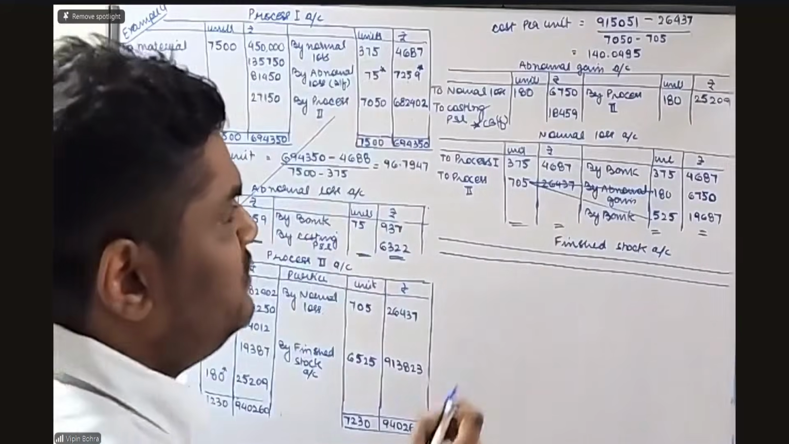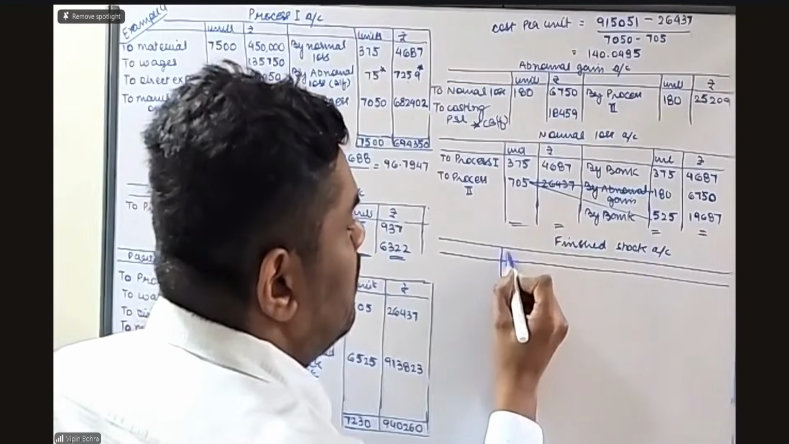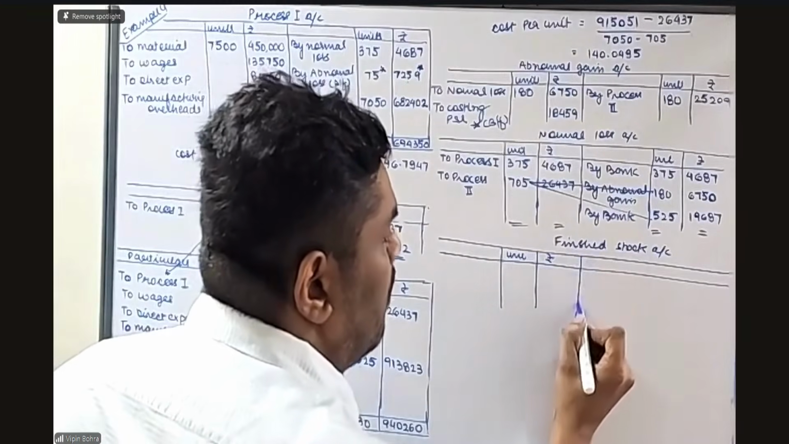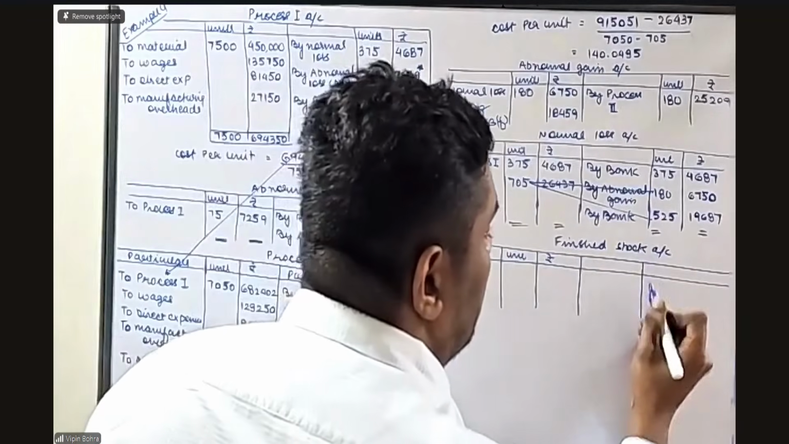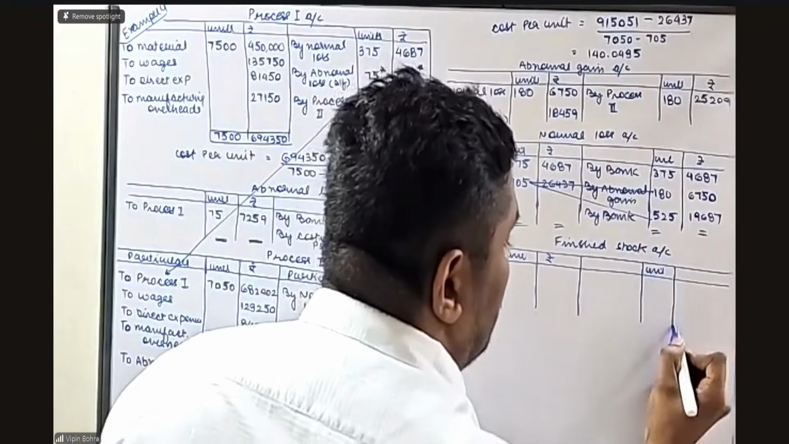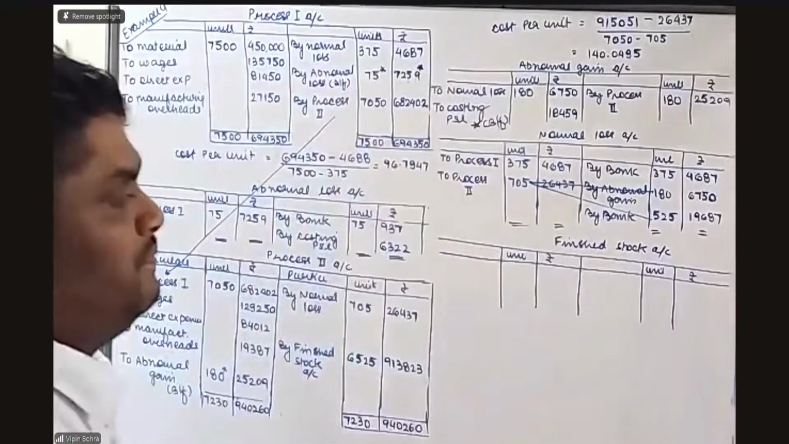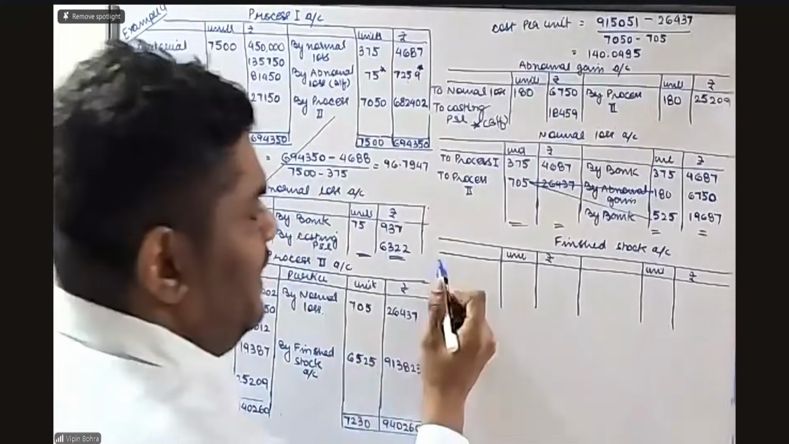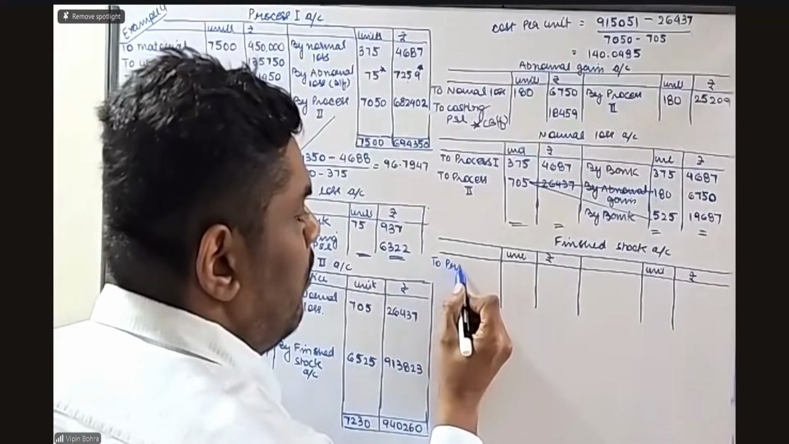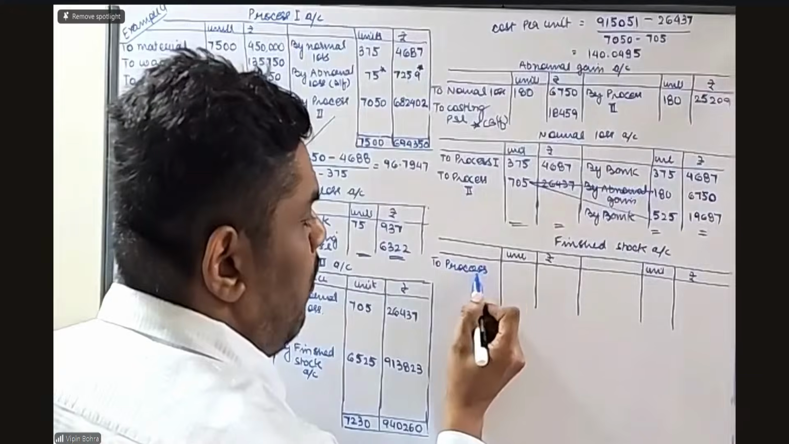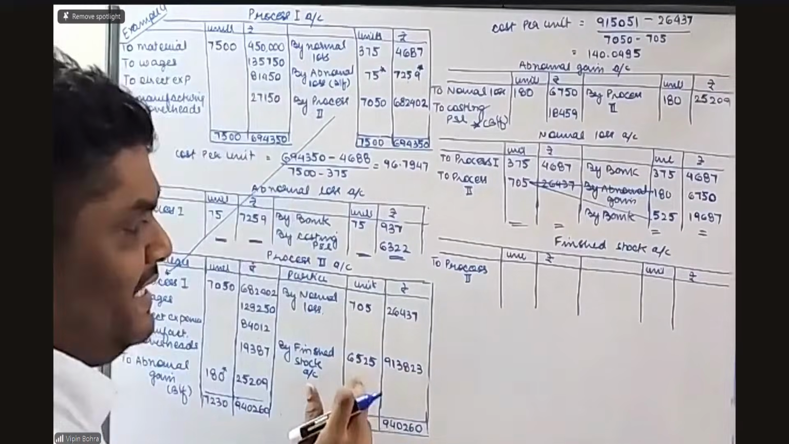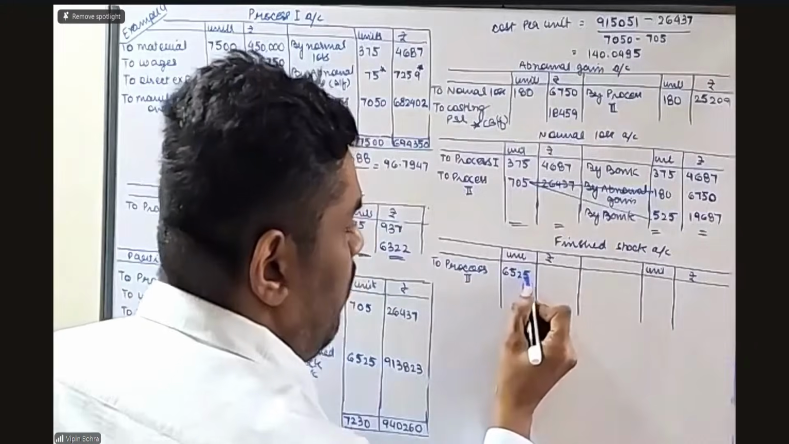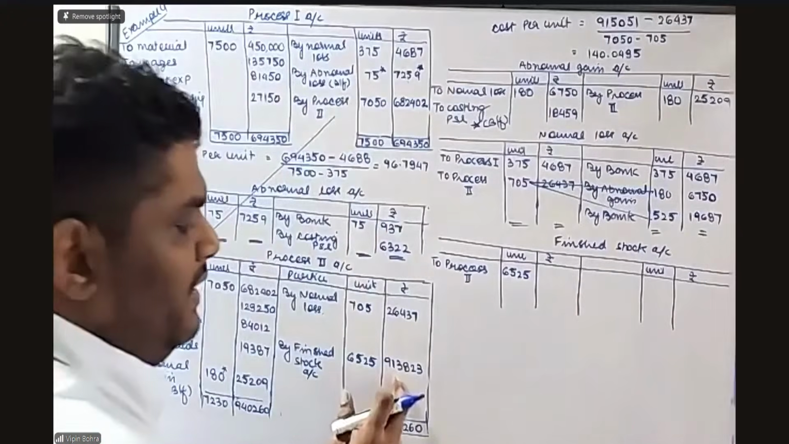Let's prepare the finished stock account. So how much finished stock is received from process second? 6,525 units, 913,823.